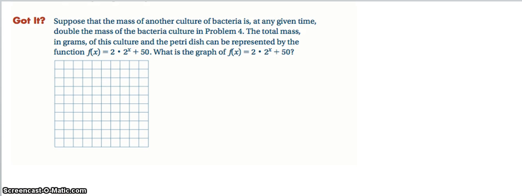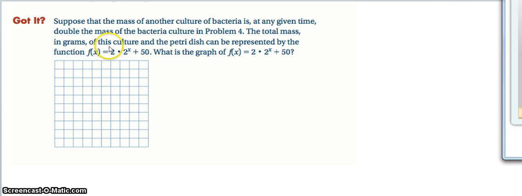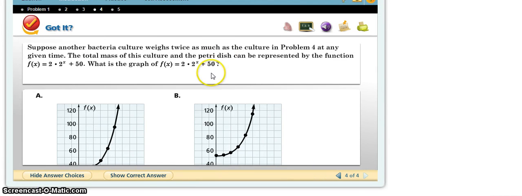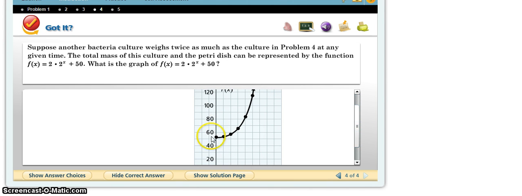Just like in the Pearson example, the got it is not much different. When you have the total mass in grams of a culture in a petri dish represented by this function, what's the graph of that function? Well, we can graph the 2 times 2 to the x function, but then because of the plus 50, it will have a shift, and they are trying to trick you here, but it in fact is this graph that is shifted upward to start its y-intercept right at 50 plus 2 times, well, at 0, this would be 1, so that is actually at 52.